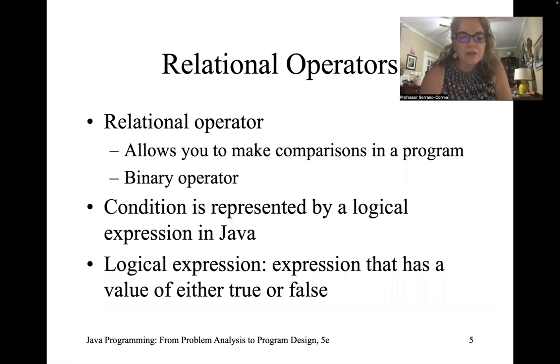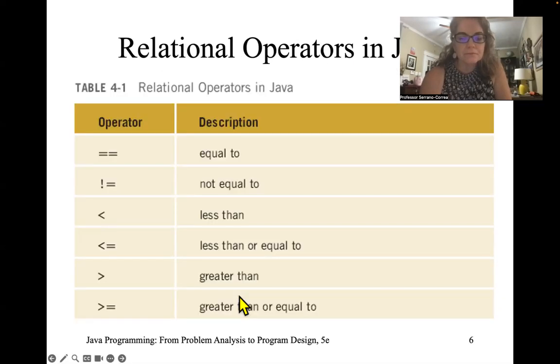A logical expression is an expression that has a value of either true or false. So these right here, you'll compare two things and it'll either be true or false. Notice that if you're comparing to see if something's equal, you cannot use one equal sign. One equal sign is to assign. It's an assignment statement. So do not use just one equal sign to compare. You got to have two equal signs.